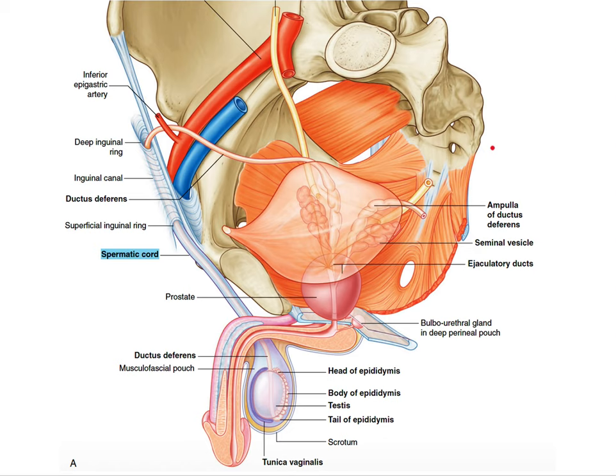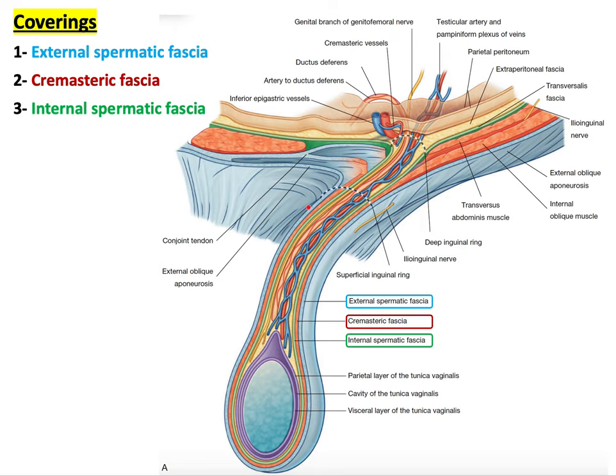So guys, this is the spermatic cord through the inguinal canal, covered by three layers: external spermatic fascia, internal spermatic fascia, and in between the cremasteric fascia. Okay, somebody can say, where do they come from? Okay, I will tell you. You remember the external oblique aponeurosis? Forget that it exists. Forget this at all. Say it doesn't exist at all, right?